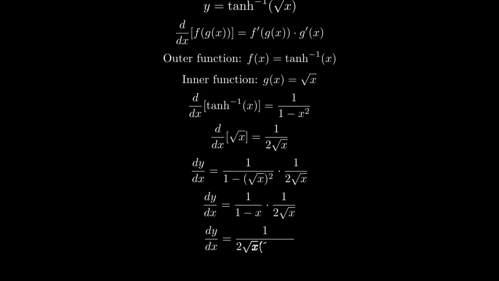Now we can combine these fractions by multiplying them. When we multiply fractions, we multiply the numerators and denominators separately. And this is our final answer. The derivative of inverse hyperbolic tangent of square root of x is 1 over 2 times square root of x times quantity 1 minus x.